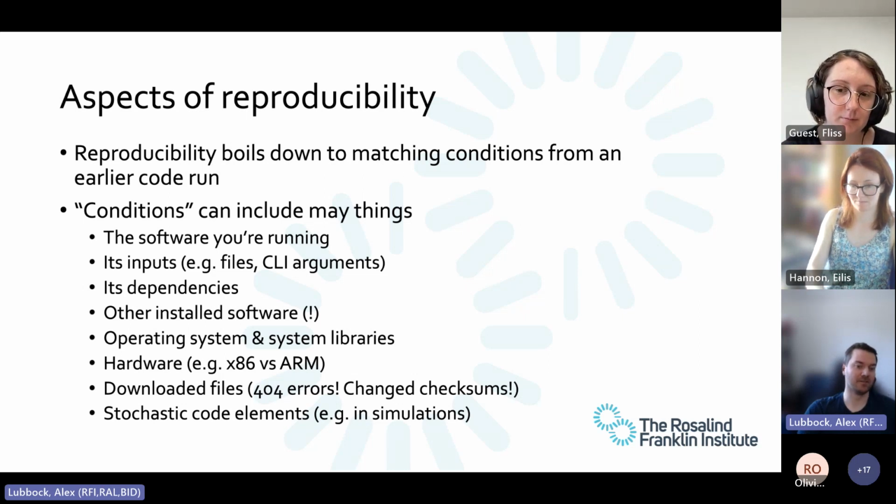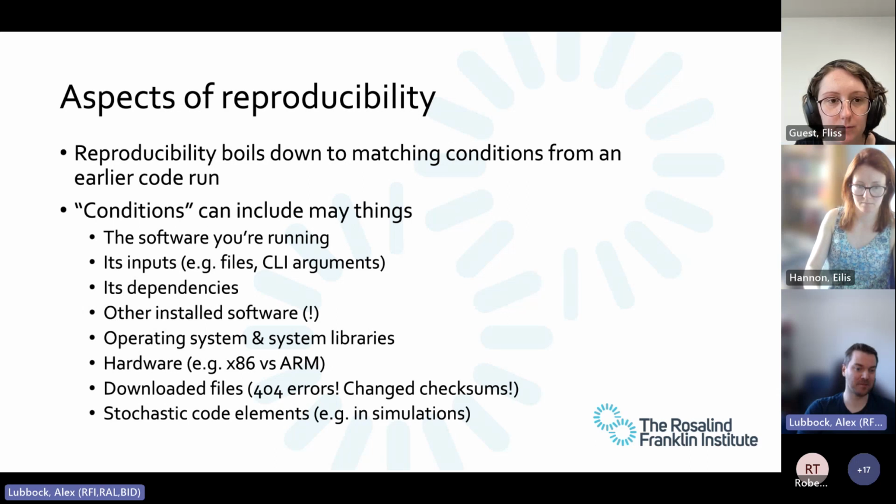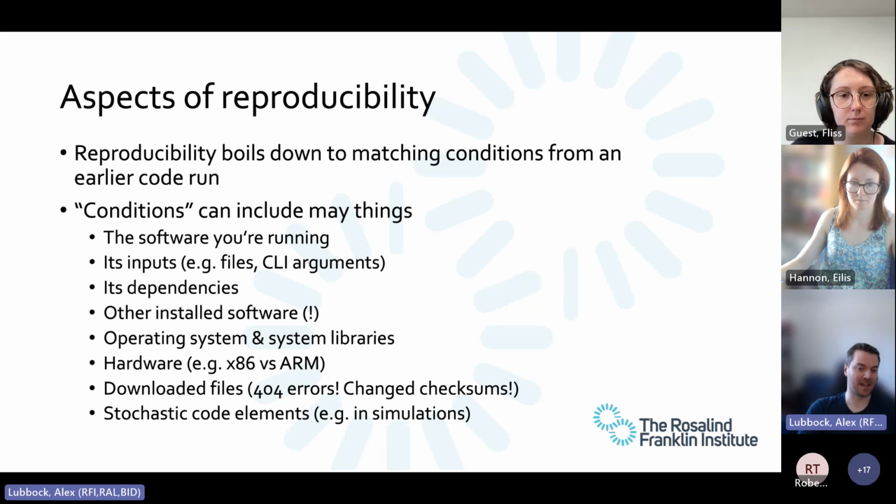But conditions can include many different things. The software that you're running, the version of that software, its inputs, so what files you're using as inputs to some computational pipeline, command line interface arguments, the dependencies of the software, so versions of Python packages, for example, other installed software, so things that you might not realize are an explicit dependency, but your software is using somewhere down the chain that might have an impact on the reproducibility of your code. Less likely, but still possible, things like the version of the operating system that you're running, system library versions and things like that can, in some edge cases, have an effect.